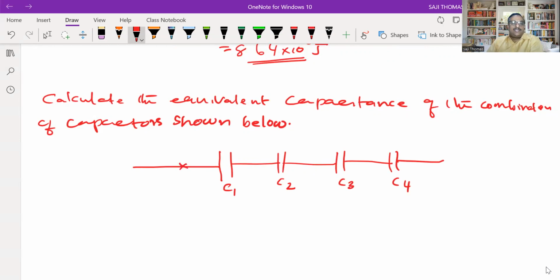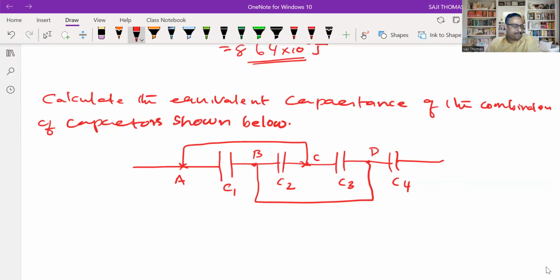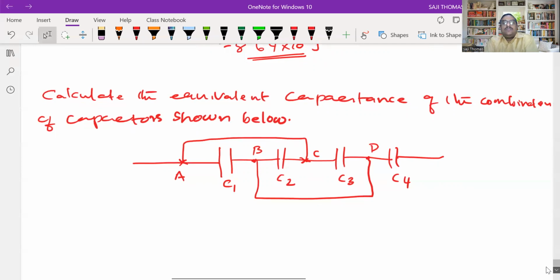Now, this point is A. This point A is connected to this point. Okay. Similarly, here I take a point. It is connected to this point. Okay, and naming these points A, B, C, D. So you have to find out the equivalent capacitance of this combination.